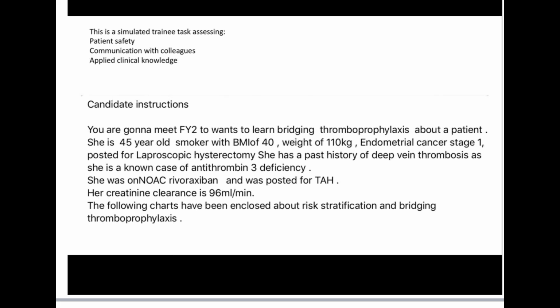So you are going to meet a Y2 who wants to learn about bridging thromboprophylaxis, about a patient who is a 45-year-old smoker with a BMI of 40 and weight of 110, endometrial cancer stage 1, posted for laparoscopic hysterectomy. She has a past history of DVT, and she's a known case of antithrombin 3 deficiency. She is on a new oral anticoagulant, rivaroxaban, and posted for total abdominal hysterectomy.